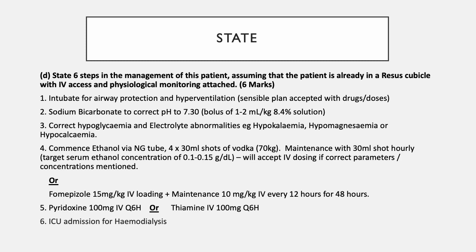Also, as part of this question, you are meant to discuss any antidotes. So commencing ethanol via nasogastric tube, and I accepted IV dosing here as well, as long as you had the correct parameters and concentrations mentioned. A lot of people made mistakes with IV dosing in this. Also, a lot of people mentioned fomepizole with the loading dose, which was nice to see. But a lot of people missed out pyridoxine or thiamine as adjuncts, so that's where a lot of people lost marks.